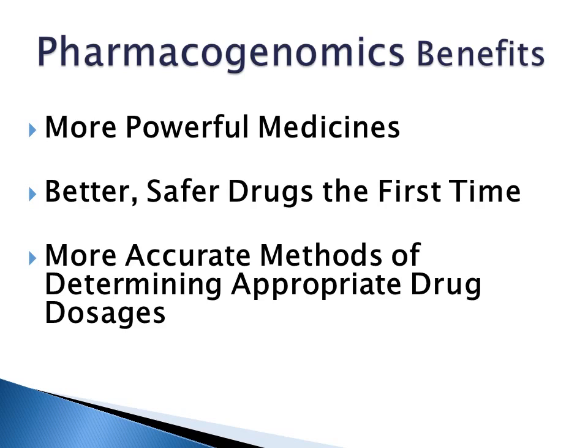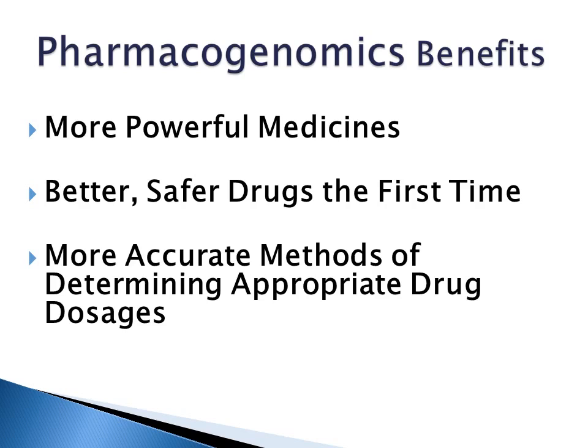So pharmacogenomics has the potential to dramatically reduce the estimated 100,000 deaths and 2 million hospitalizations that occur each year in the U.S. as a result of adverse drug response.